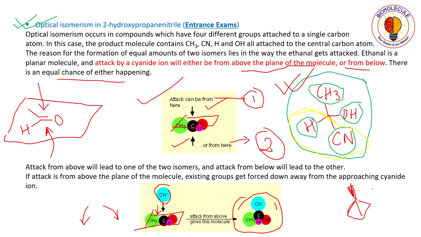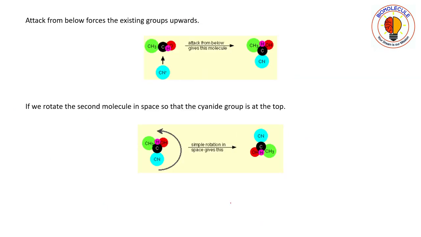This is just another viewing angle of the tetrahedron. So cyanide ion will be in the topmost position, the apex of the pyramid, and in the pyramidal base the three groups: methyl, hydrogen and hydroxy. Now if the attack occurs from below the plane, if cyanide attacks the carbonyl carbon from below, all these three groups will move upwards to maintain the tetrahedral position.